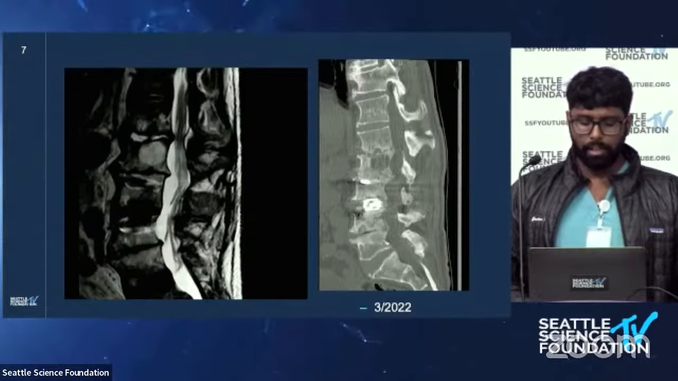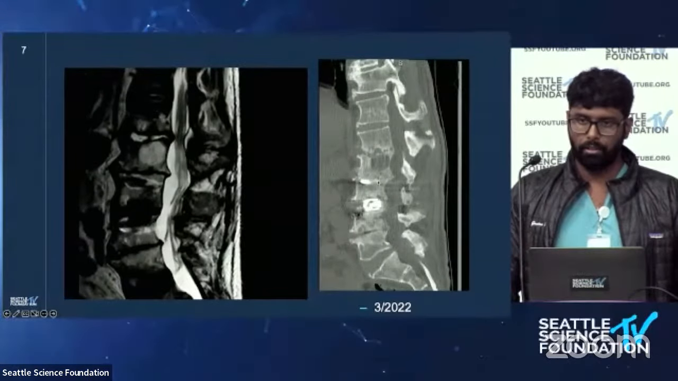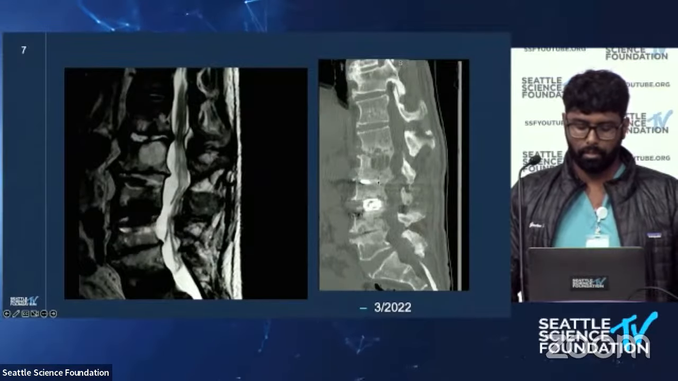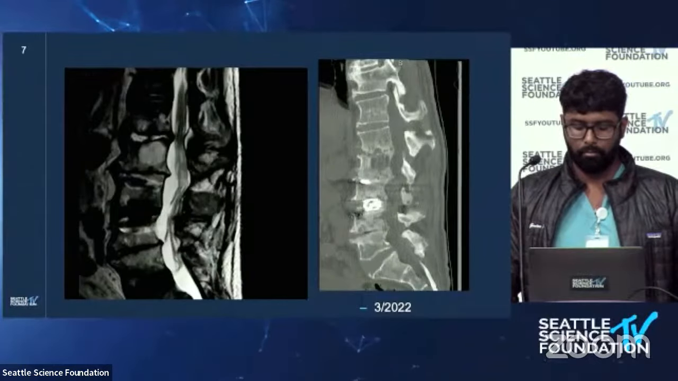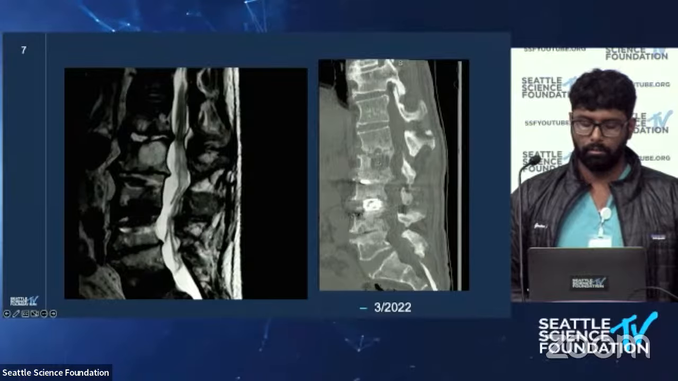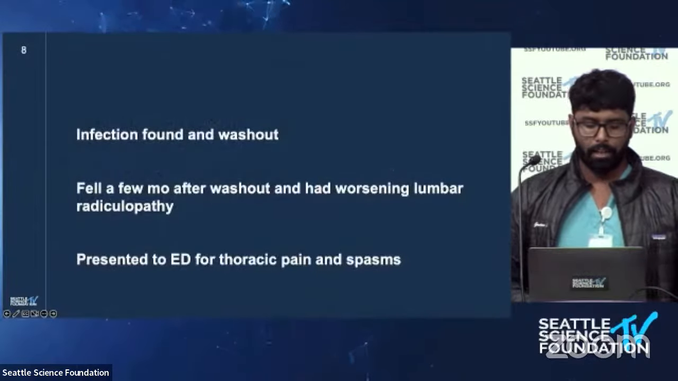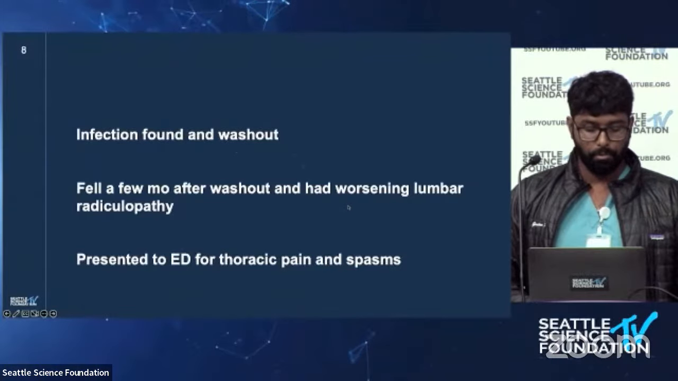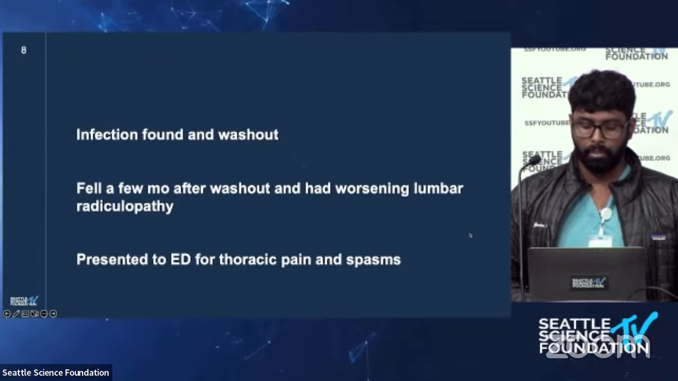You can see here that even these patients with DISH and these hyperostotic spondylitis issues have, they're saying, more soft bone, more bridging osteophytes, a lot of degenerative disc, and an easier infection rate. We found an infection a few months after, and washed it out. Then he fell a few months after that and had a worsening of lumbar radiculopathy. That's when he presented to the ED.